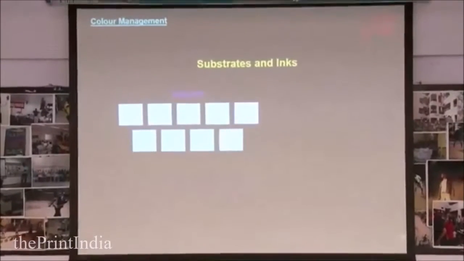Sometimes it's easier to make ink cheaper by reducing the pigment content in the ink, because pigment is the most expensive. But then your ink consumption can go up. The dot gain will go up. Your details will start filling in.